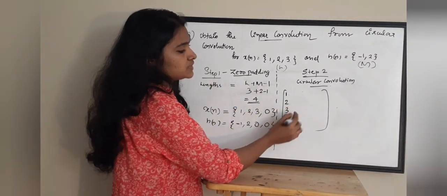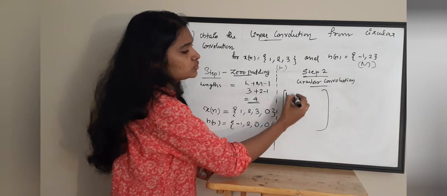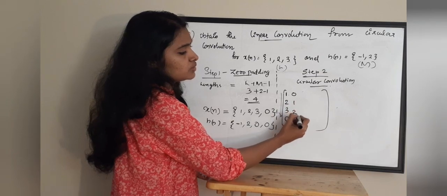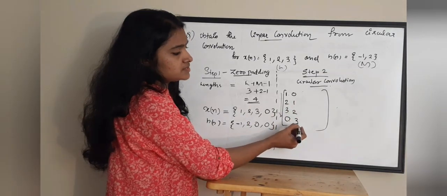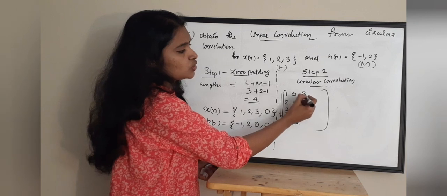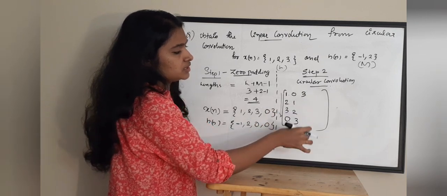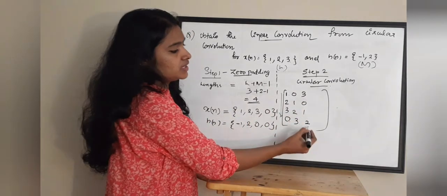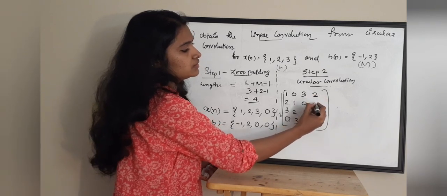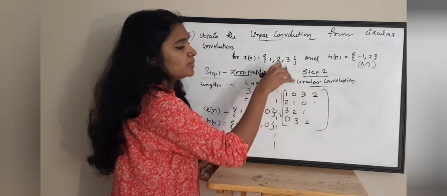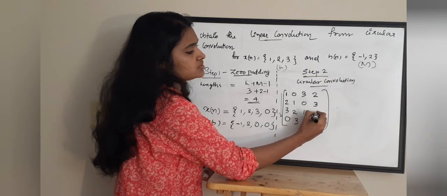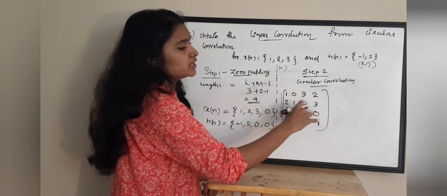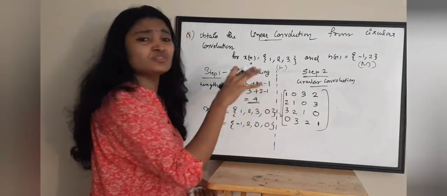So it is 1, 2, 3, 0 is my first column. Now take this 0 to the top and shift these elements to the bottom. So it will be 0, 1, 2 and 3. Okay. Now in the next step, take this 3 to the top and shift these 0, 1, 2 downwards. So 3, 0, 1 and 2. Okay. So again, take this 2 to the top, then shift all the top elements to the bottom. So 2, 3, 0 and 1. So this is actually your circularly shifted x of n.